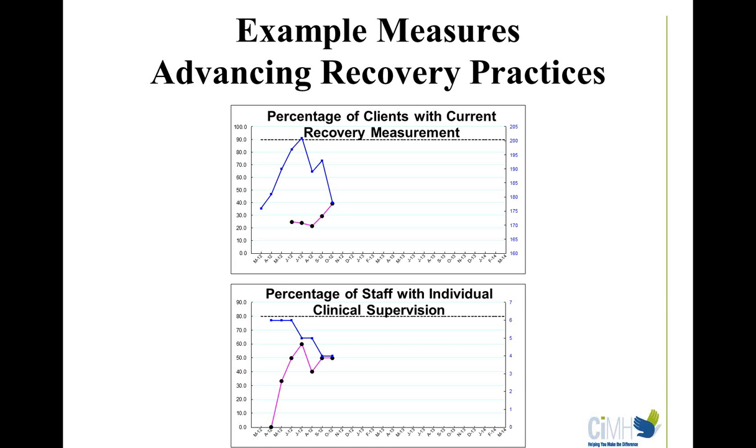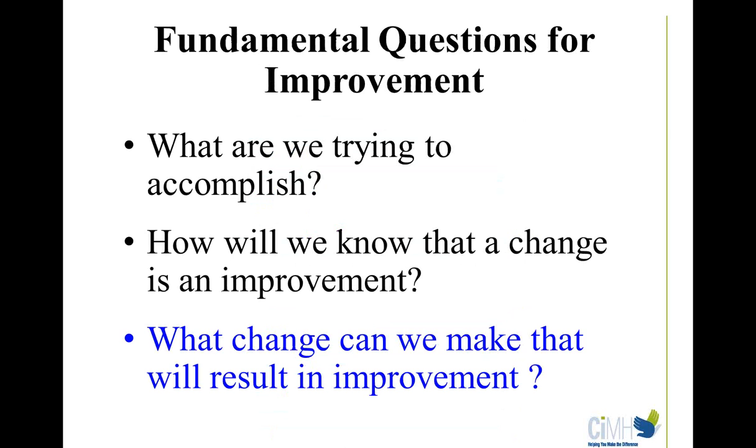And something to point out here in the top graph, the percentage of clients with current recovery measurement, while the team has made progress, they're at 40% currently and they're moving upward, their work is not done. Even though they've made improvement, we want to see them move up to 90%, or they're aiming at 90%. So this would help keep their focus on the change work until they reached and were able to sustain that level. So it's an example of how the measures are used to support improvement and answer that second question, how will we know that a change is an improvement? The third question is the powerhouse question.